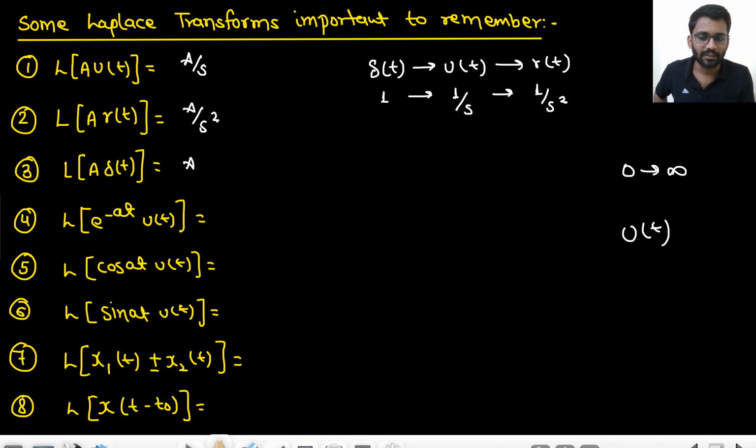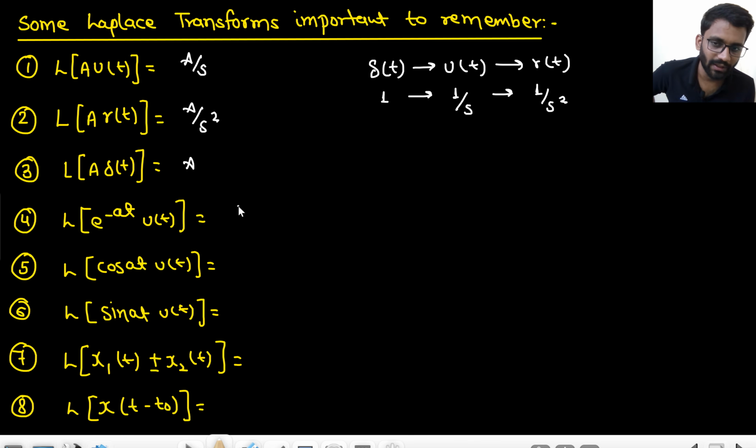Okay, for network analysis you just need to know what is the Laplace transform of delta(t), that is 1. If a is there, the constant will come outside, and that will be a into 1, so it would be a only. Now what is the Laplace transform of e to the power minus at into u(t)? That is 1 upon s plus a. Okay, so this is very very important, you need to remember it.